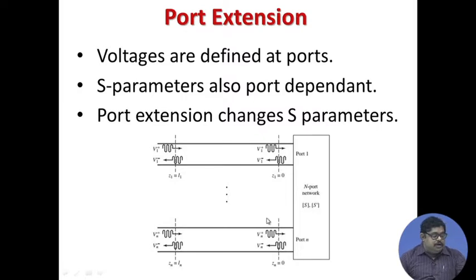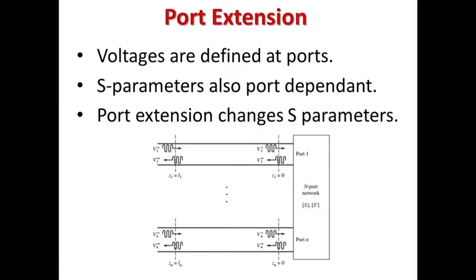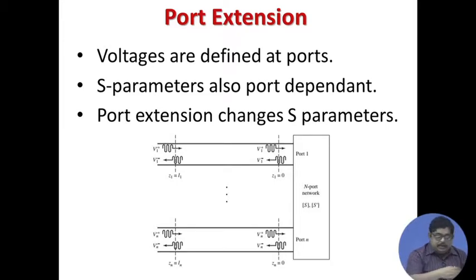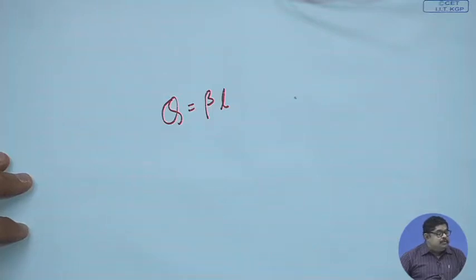Now, what is the relation between the two S? Suppose this extension is such that every port I extend by an electrical length of theta. You know that basically it is a transmission line. So, for a lossless transmission line of electrical length theta, that means if physical length is L, electrical length is theta, the relation is theta is equal to beta into L. So, the electrical length of this one is theta.